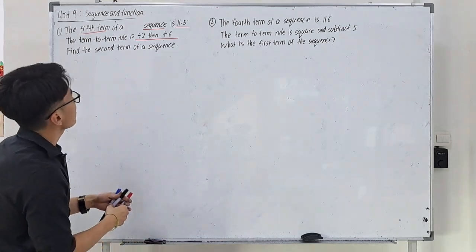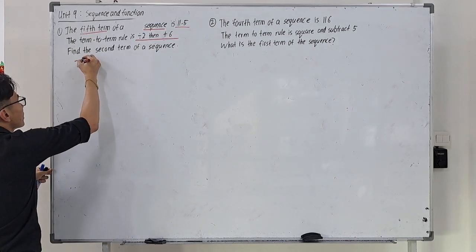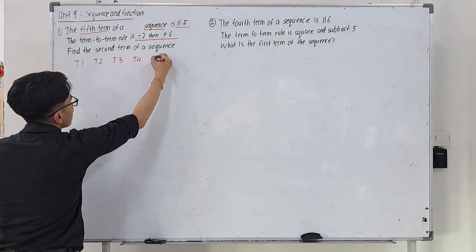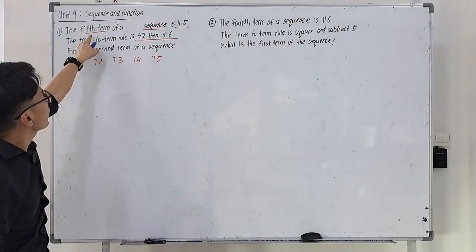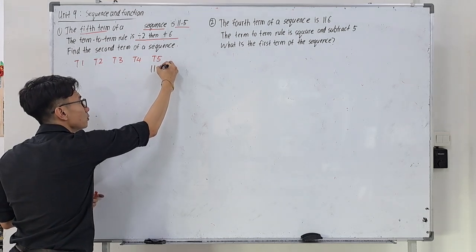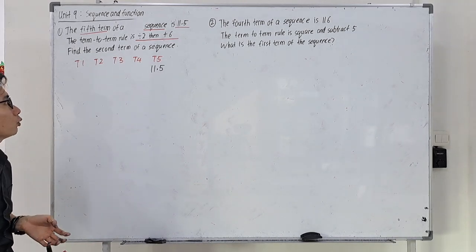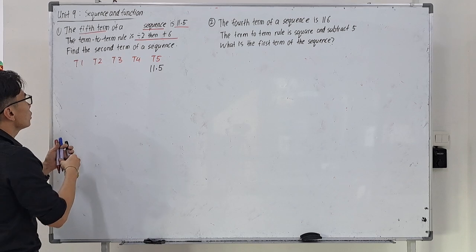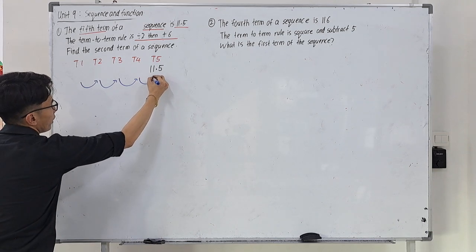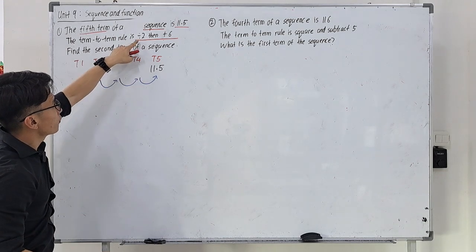So I'm going to extract the information part by part and see what I can do with that. Since they are talking about the fifth term, there will be term 1, term 2, term 3, term 4 and term 5. They tell me the fifth term of a sequence is 11.5. Let's put that down on my table. The second sentence says the term to term rule is divide by 2 then add 6. So the term to term rule is going to be the arrows over here, divide by 2 then plus 6.